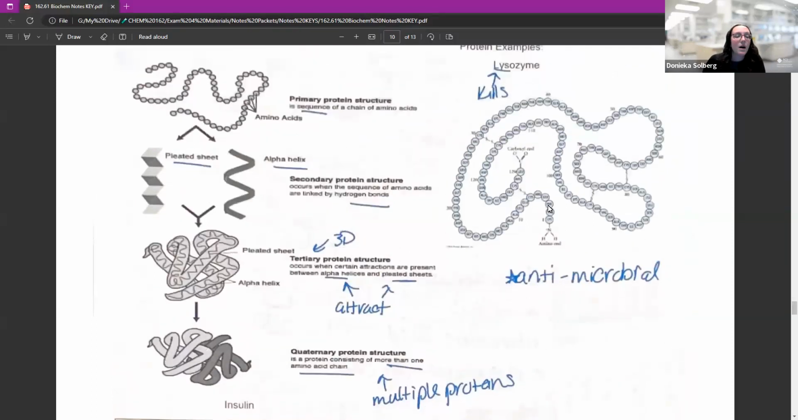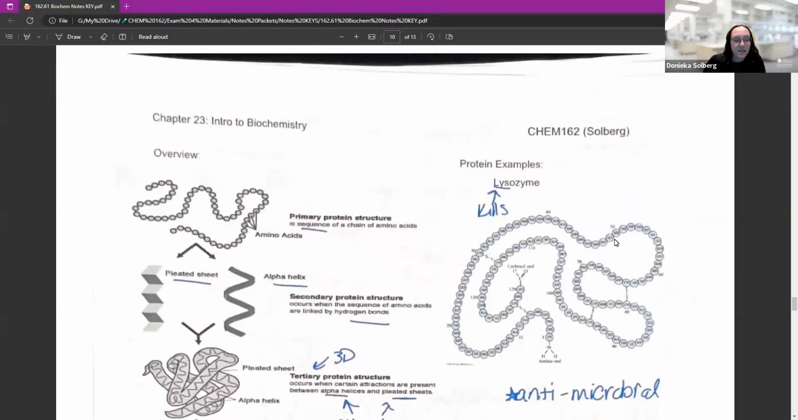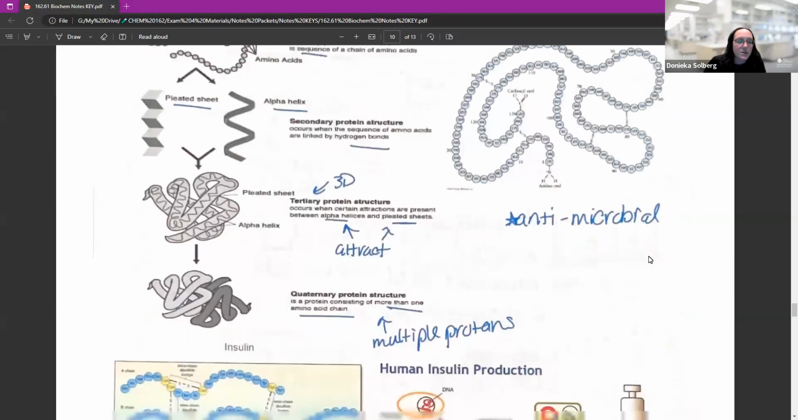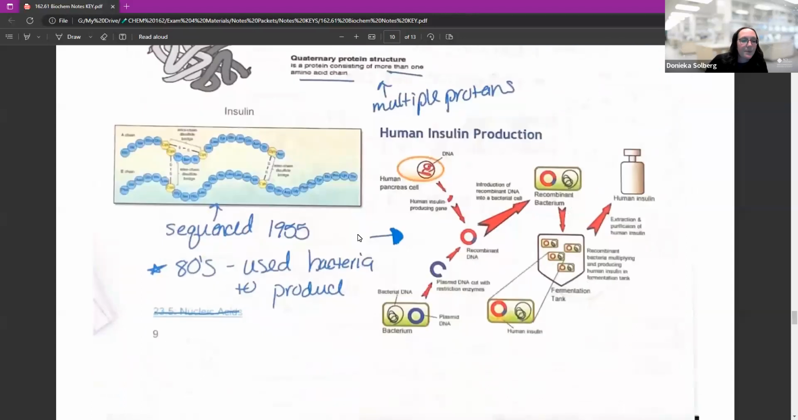This is an example of kind of a protein chain that's got some other stuff going on. This is a lysozyme. A lysozyme kills stuff. It's like an antimicrobial. And we got a disulfide bond here, disulfide bond here. This kind of looks a little globular in nature. It's just kind of an example of what you would see with those proteins.